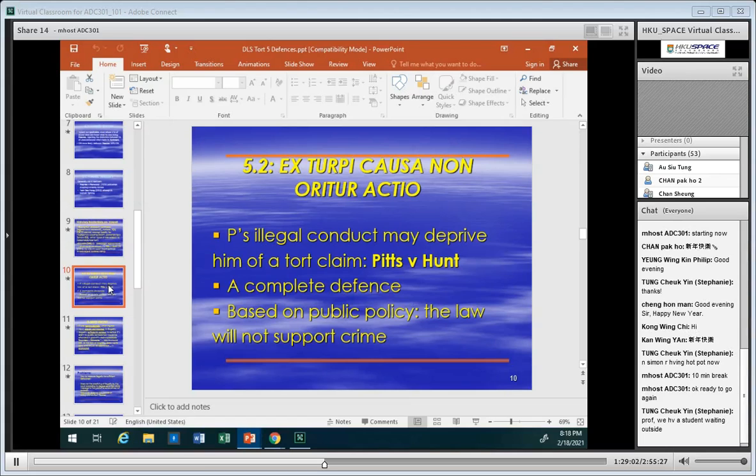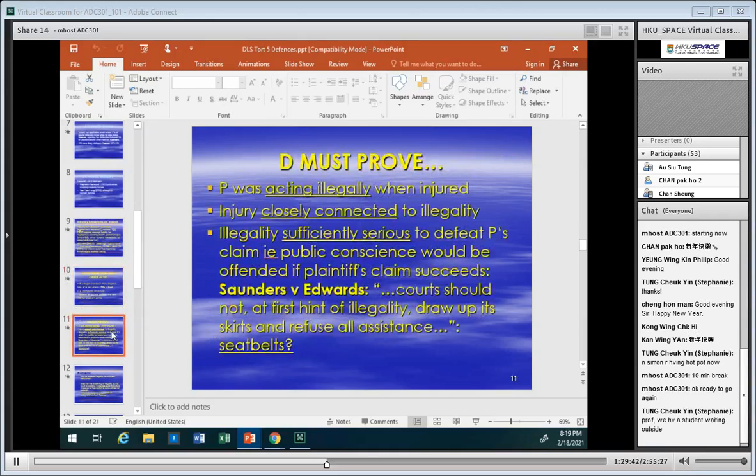So there you are. Sort of a lesson here, everybody. Alcohol and vehicles do not go together. Okay, all right. So there you are. Pitts and Hunt, good case. Remember, in Pitts and Hunt, there was no volenti. Why? Because there's this statutory bar on volenti involving a vehicle on the road. But in Pitts and Hunt, the defence of illegality did succeed. Okay, and it was a complete defence, based on the public policy that the law will not support a crime. Okay. So that's ex turpi causa.